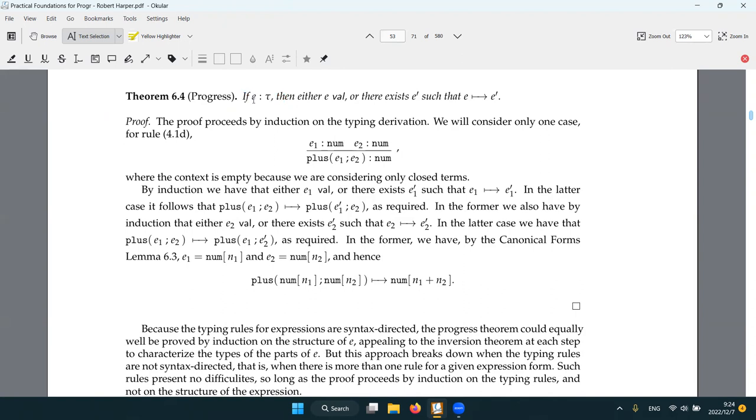And then the progress theorem just states that if this expression has a type tau, then it is either a value or there exists a transition. And we can again prove this by doing rule induction.